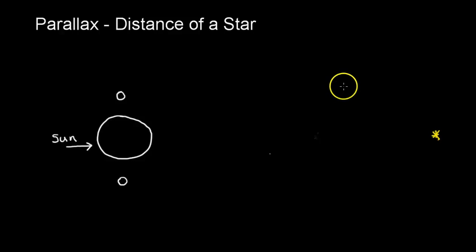Okay, in the first video, I explained the idea of parallax and how, when we're in one position around the sun, we'll see a star in one place in the sky. And then when we move to a different position around the sun, we'll see that same star in a different position in the sky, and it'll move. If it's closer to us, it'll move more. If it's further away from us, it'll move less. And that's the whole idea of parallax. Objects that are far away don't move as much as objects that are close by.